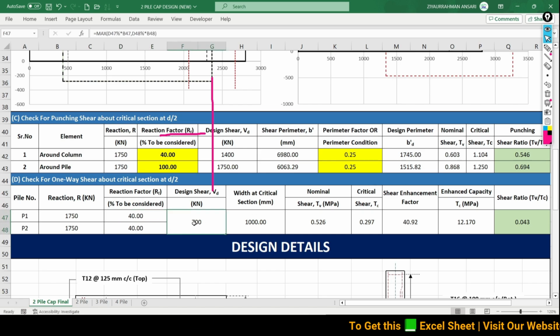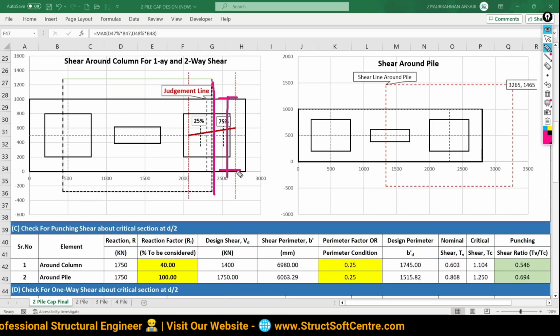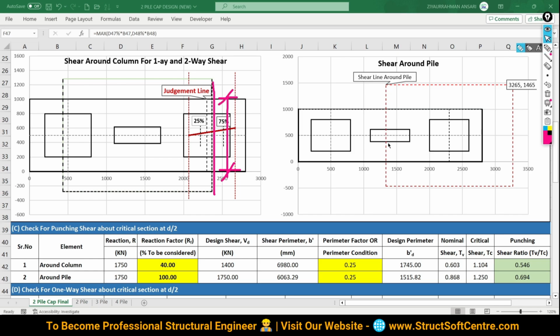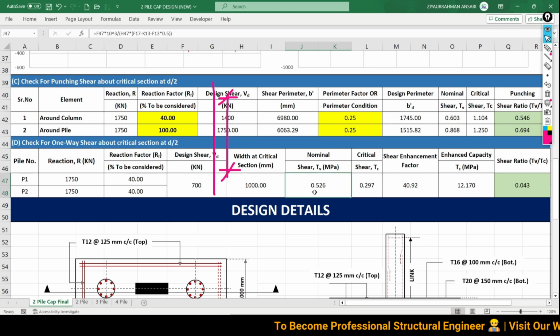Now the design shear force is going to become 700 only, because 40% multiplied by 1750 is 700. Width of the critical section: at this critical section, what is the width of the pile cap? 1000. So the sheet automatically considers that 1000 width of the critical section. Nominal shear is coming out to be 0.526. Critical shear is coming out to be 0.297.